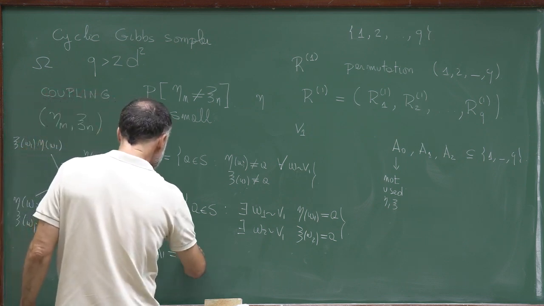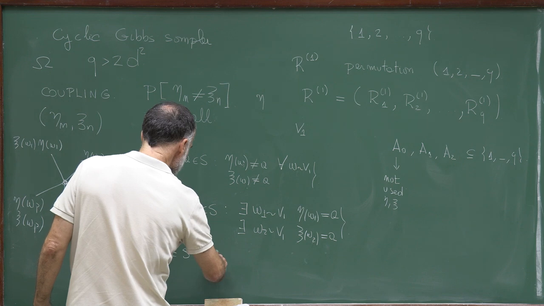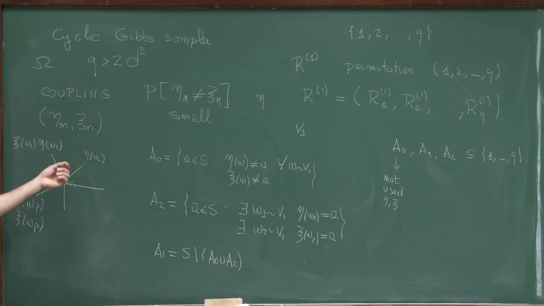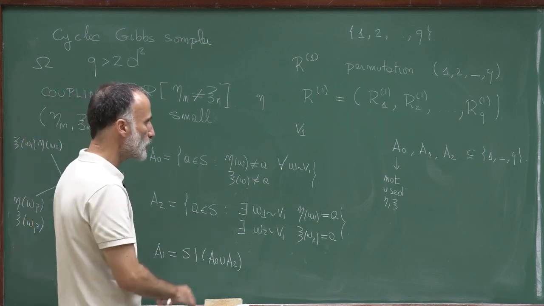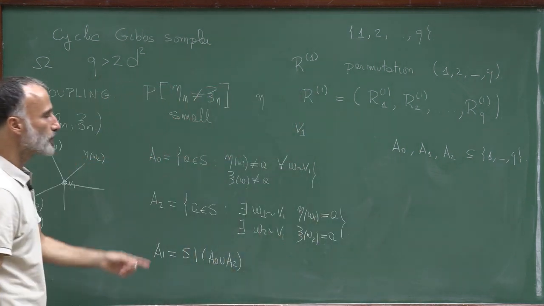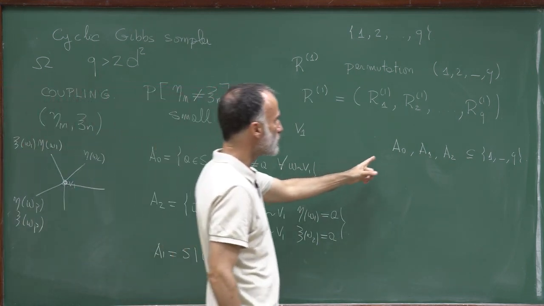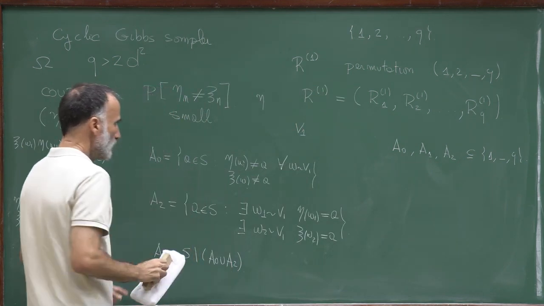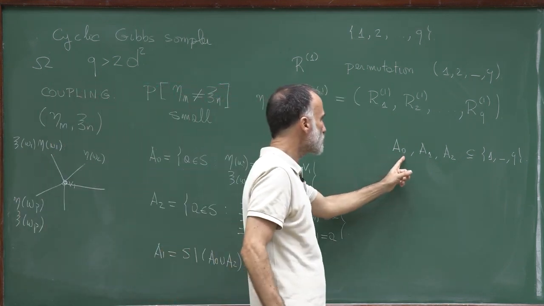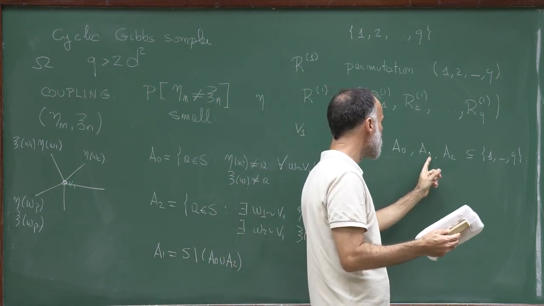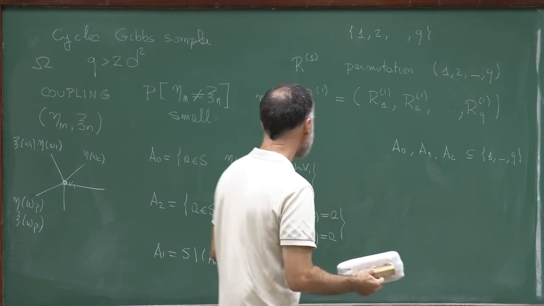So A1 is S minus A0 union A2, and these are the sets of colors which are used by one configuration, either by eta or by xi. So I hope that this is clear, and so that these sets A0, A1, A2 are well defined. Okay. So 0, no neighbors. 1, there is one configuration which uses it. 2, both configurations use that color.